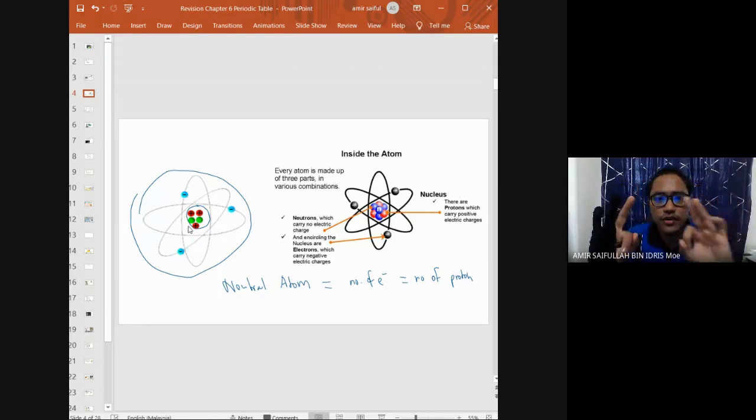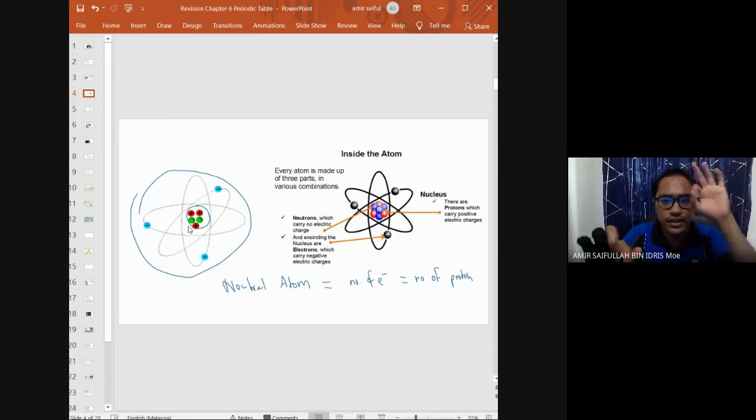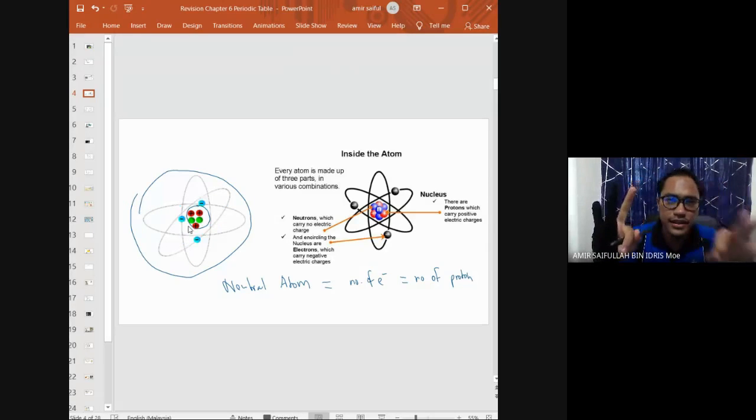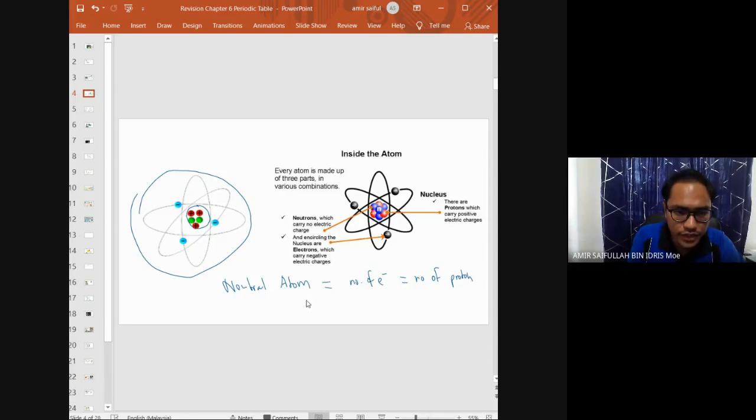So when the number of electrons is the same as the number of protons, negative same with positive, it is a neutral atom. Okay, can you understand or not? Neutrons carry no electric charge, whereas electrons carry negative electric charge and protons carry positive charge. So when positive equals negative electrons, they are neutral atoms. Okay. You must remember, in every atom there are these 3 things.